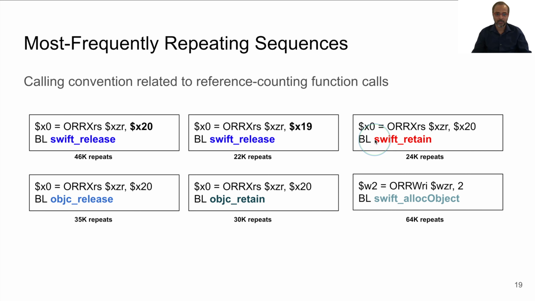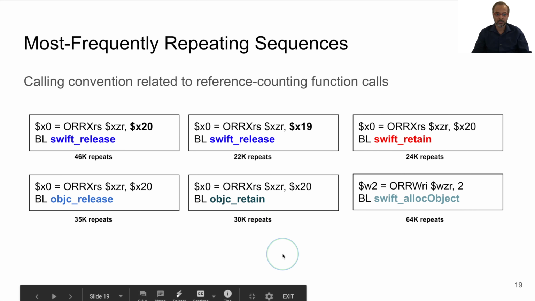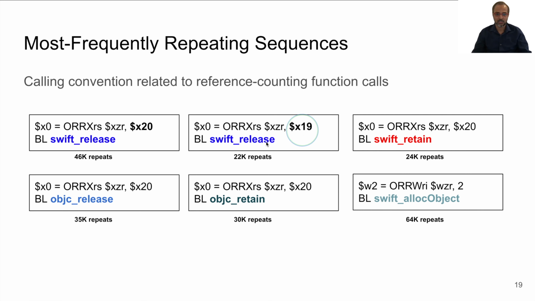Similarly, here is a sequence that calls swift retain to increment the reference count of an object, and this sequence appears 24,000 times. Similar release and retains happen on Objective C code also. We can observe that a lot of sequences repeat due to reference counting language feature and the necessity to adhere to the calling convention. Many patterns exist because of the register choice, the callee function, or even the callee signature and the associated instruction ordering.